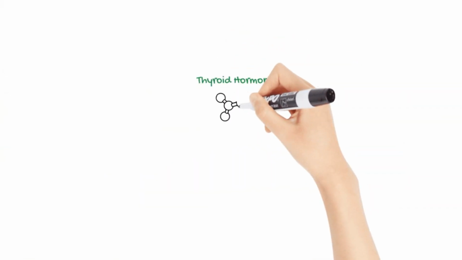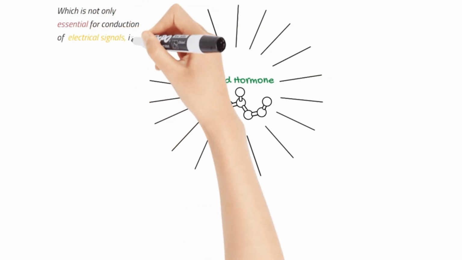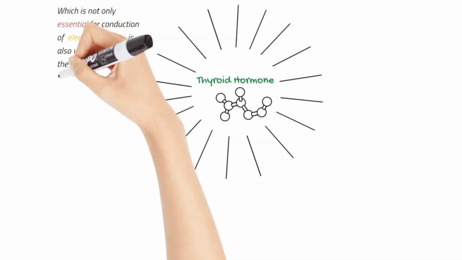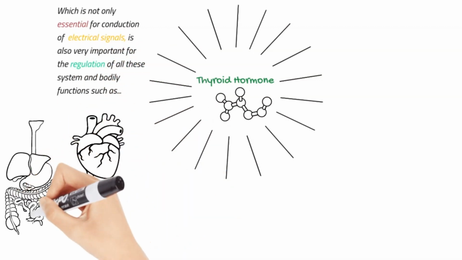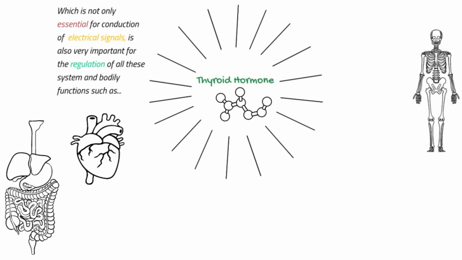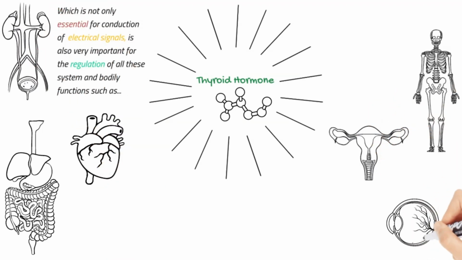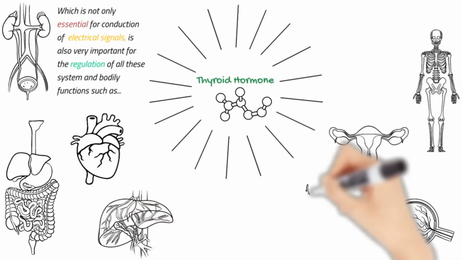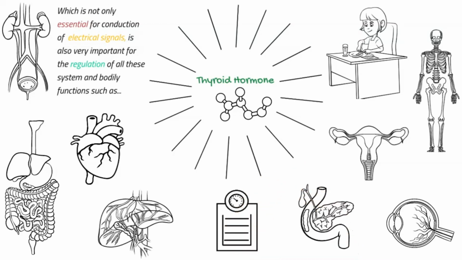The thyroid hormone, which is not only essential for the conduction of electrical signals, is also very important for the regulation of all these systems and bodily functions such as the heart, the digestive system, the skeletal system, the urinary system, the reproductive system, eyesight, liver functions, pancreatic functions, appetite, and weight gain.